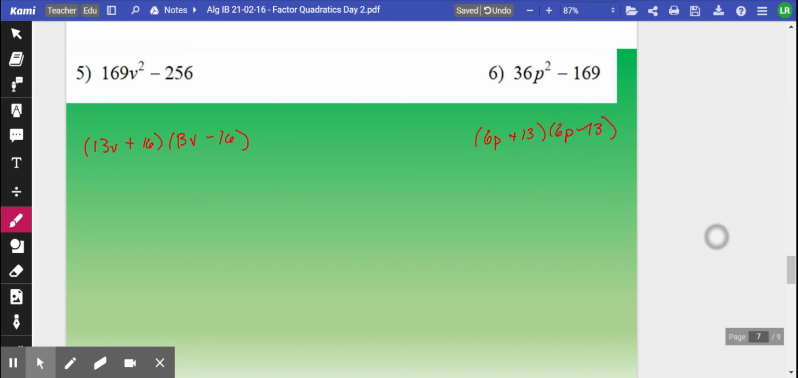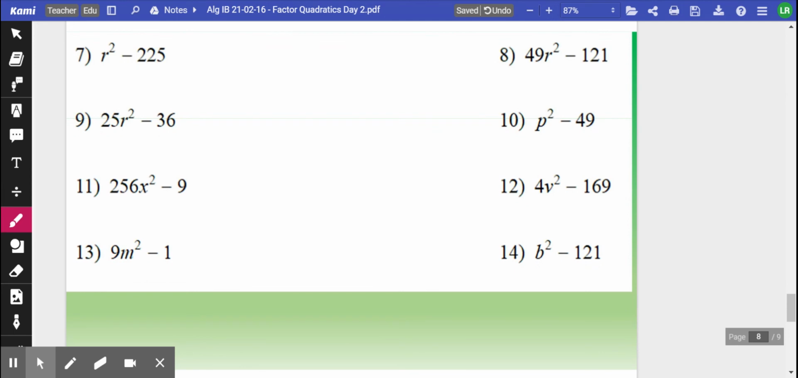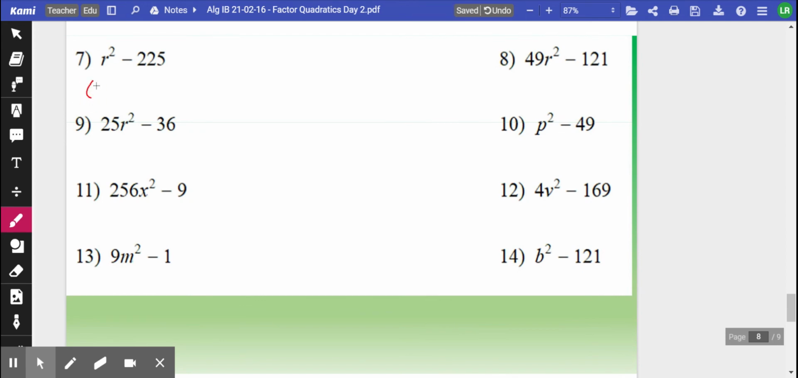Okay. All right, here's your little homework assignment over this. To finish up your notes, I want you to pause the video and I want you to factor all 8 of those. All right, I'm going to start putting up the answers. This will be r plus 15, r minus 15. It's going to go down the line here. This will be 5r plus 6, 5r minus 6. This one will be 16x plus 3 and 16x minus 3.